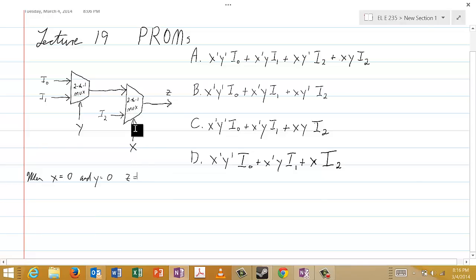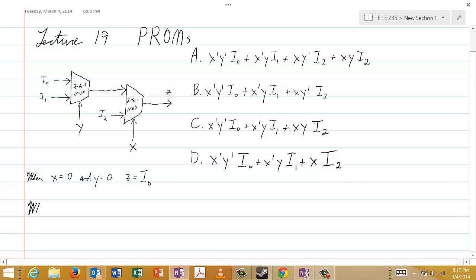Since X is equal to 0, the output will be whatever is coming in to this top input line for this second multiplexer. So our job is to find out what's coming in here. If Y is equal to 0, then the top input here will be coming out as its output. So when X and Y are both 0, Z will be equal to I0. Y equals 0 will make I0 go from here to this output, and then X equals 0 will make I0 go from there to here. So Z is equal to I0 in that case.